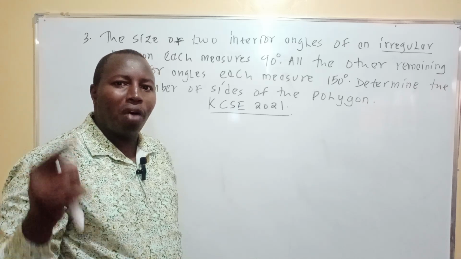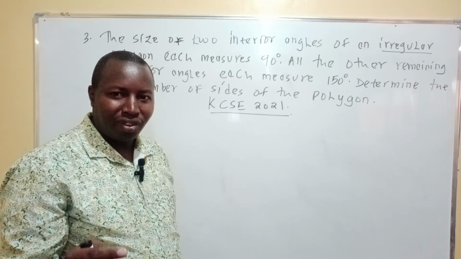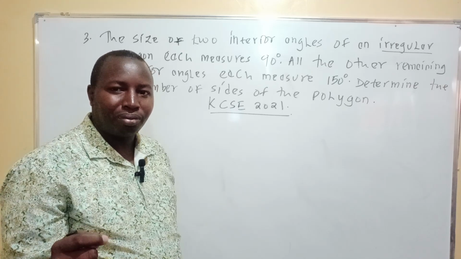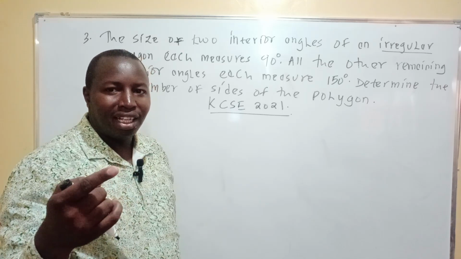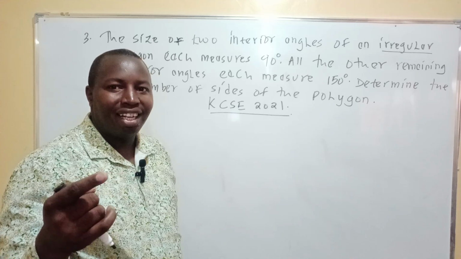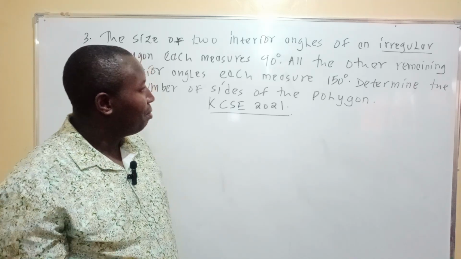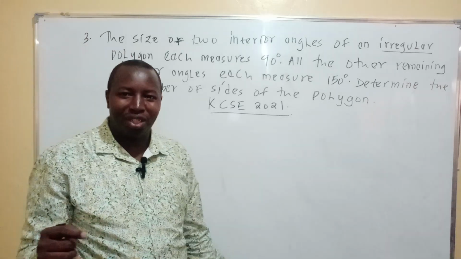But you're told two of the interior angles are each 90 degrees, and then the rest are 150 degrees each. So determine the number of sides of the polygon.